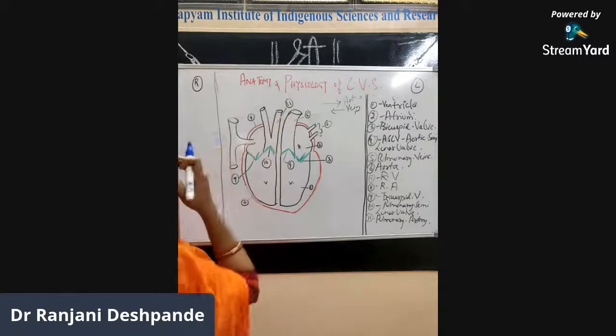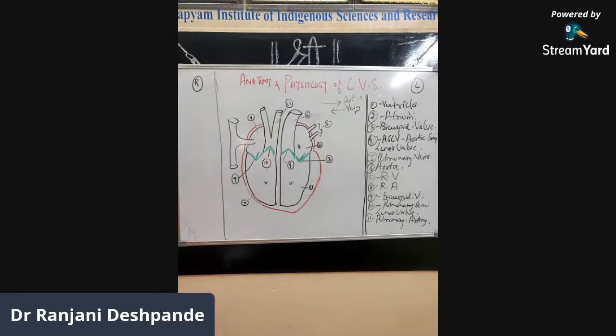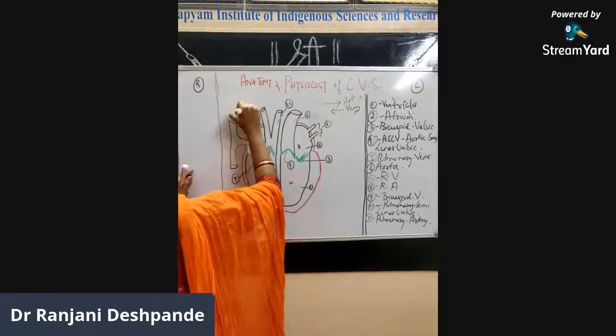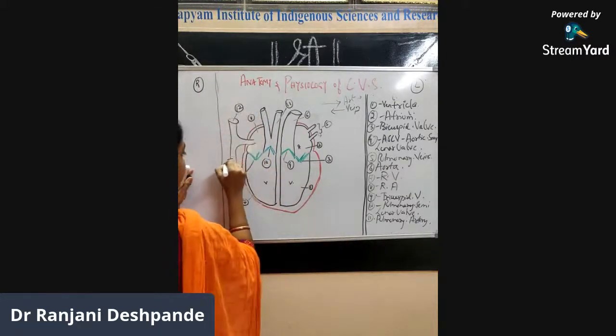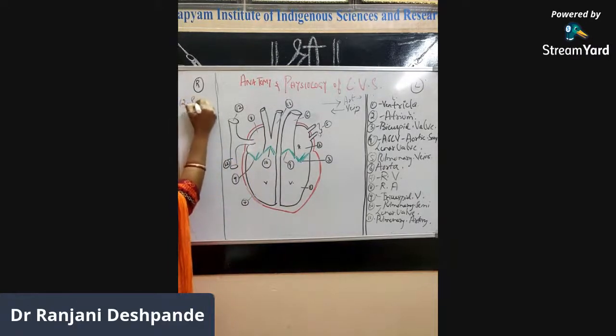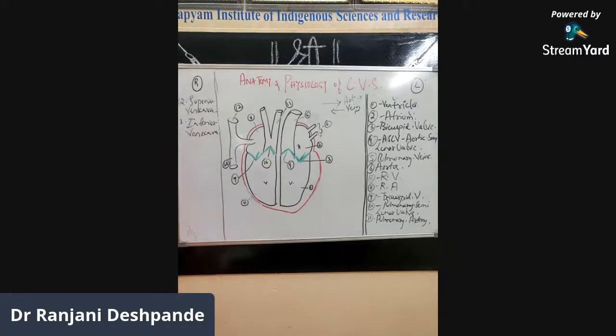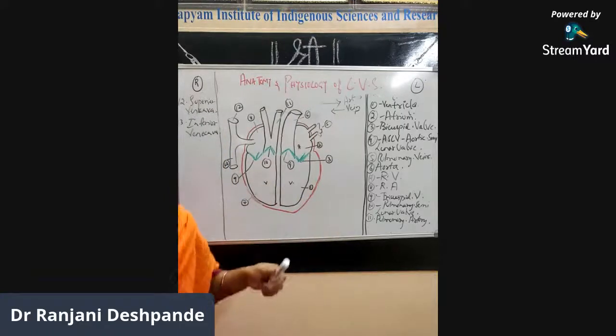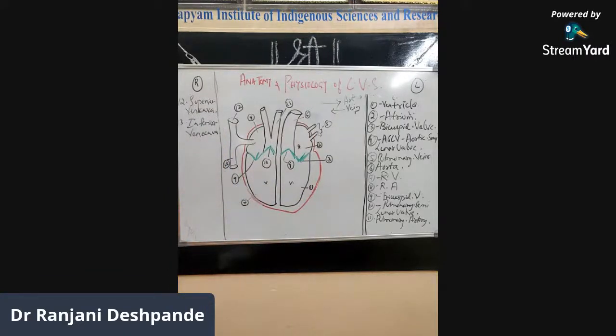We have the pulmonary artery, that is the 11. The next we drew what? 12 and 13. So 12 is the superior vena cava and 13 is the inferior vena cava. So this is the basic details of the anatomical description of the heart.